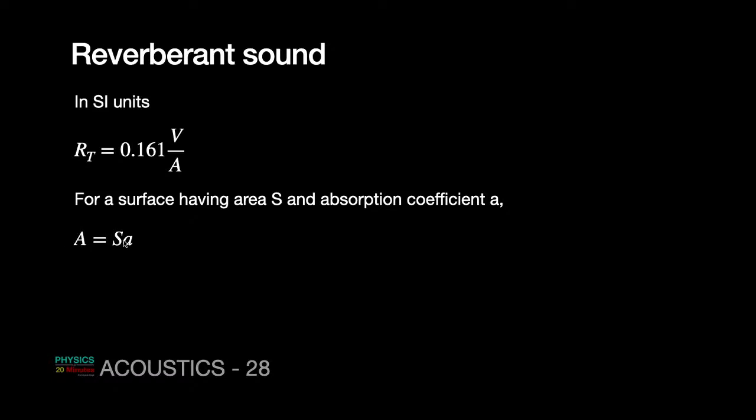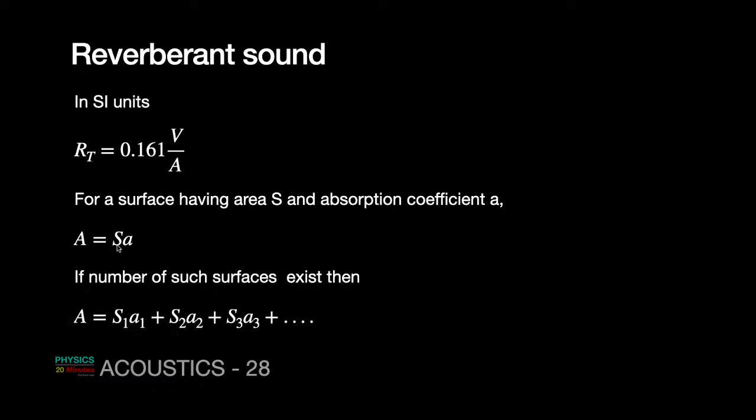Different surface areas in a room can have different coefficients of absorption, and therefore this formula gets modified depending upon the number of surface areas available. So A can be calculated if there are a number of such surfaces having surface areas S1, S2, S3 and so on, and having coefficients of absorption a1, a2, a3 and so on. Then total A is S1 a1 plus S2 a2 plus S3 a3 plus so on. This is how you calculate your A.